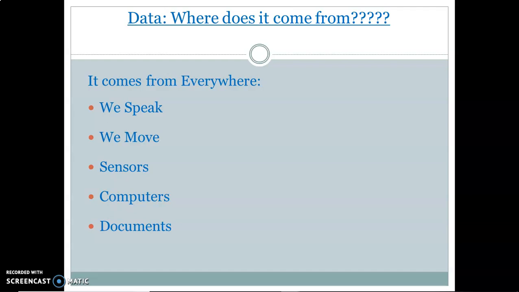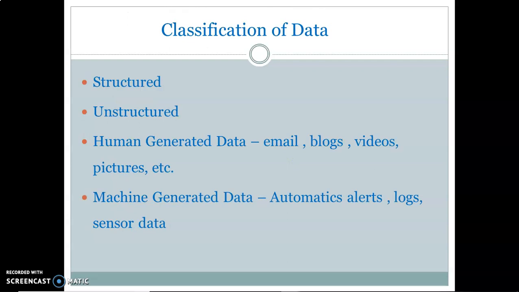We speak. That's voice data. We move. That's the sensor data. Sensors are noting down so many things happening around the world. Computers are generating huge amounts of data. Documents are there which are containing or generating huge amounts of data. So can we classify this data? Yes, we can. Mainly we can classify it into two broad categories of structured and unstructured data.